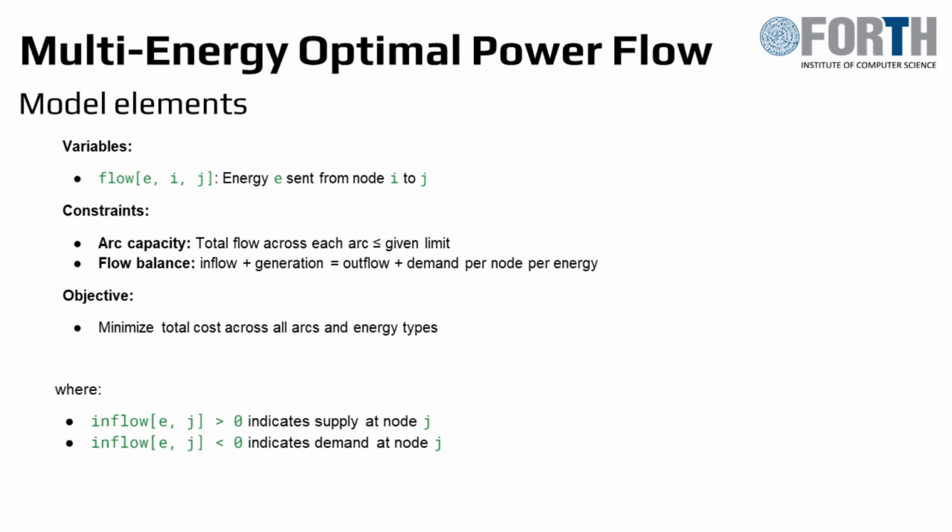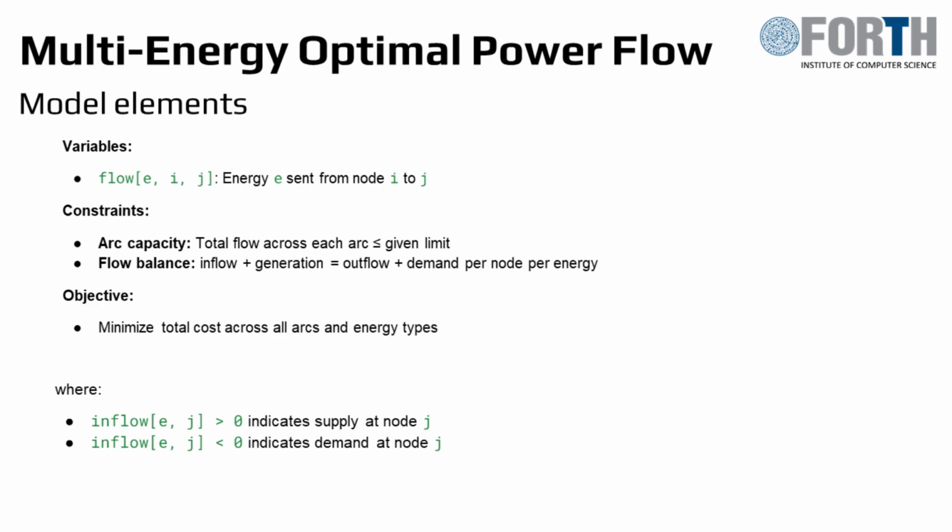So for every energy type, electricity or hydrogen, and for every ordered pair of connected nodes, we define a continuous variable representing the amount of energy transported. This indexing structure is important. The index E distinguishes between electricity and hydrogen. The index I denotes the origin node. The index J denotes the destination node. This gives us a three-dimensional decision space: energy type, origin, destination.